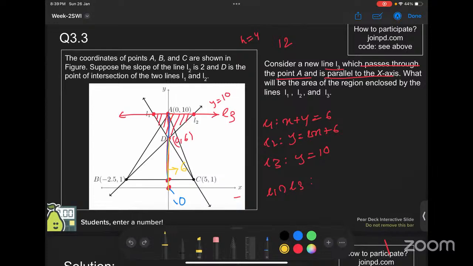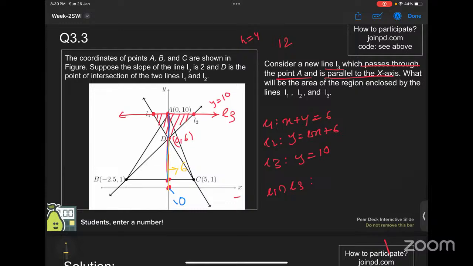Is it fine? Yes, ma'am. So the height is 4. Yes, the height is 4. The base will be 6. So first we have to calculate the intersection points, right?